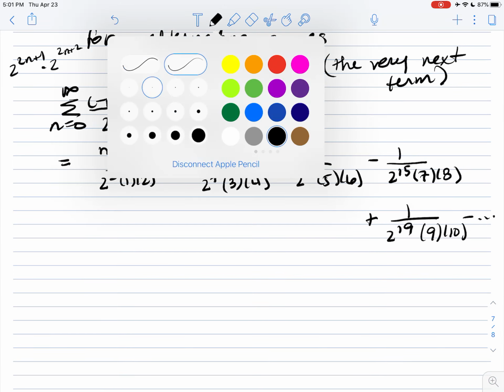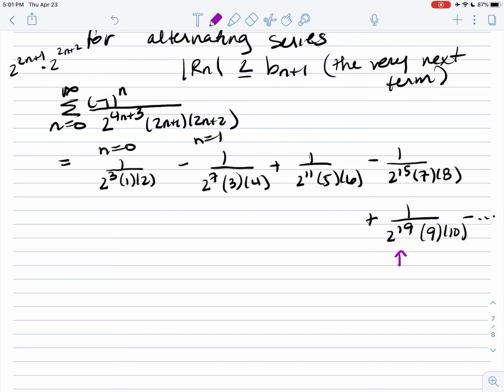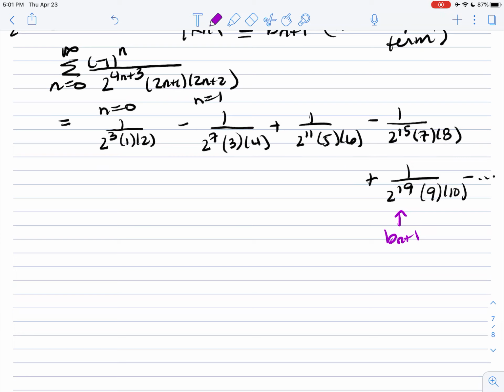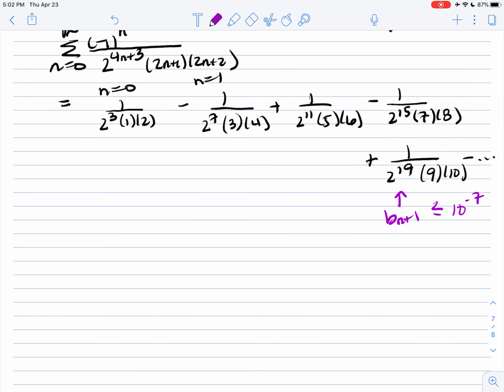Minus, and I see here that this value could be my b sub n plus 1, because that looks like it's going to be less than 6 decimal places. That's going to be less than or equal to 10 to the minus 7. And so I do want to have 6 decimal places, just add 1 to that exponent, and you can make sure that you're going to have a small enough remainder that will not impact your sum.